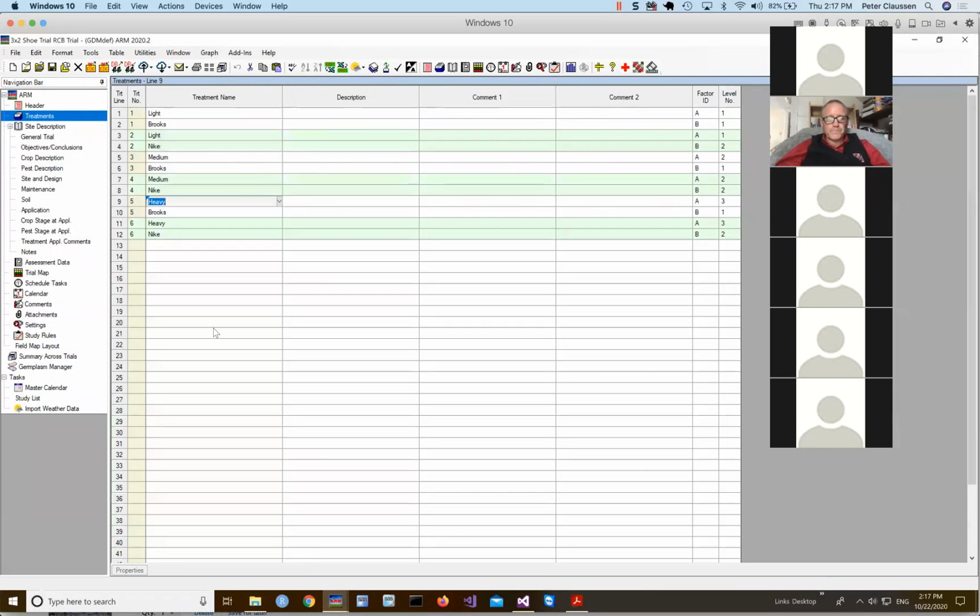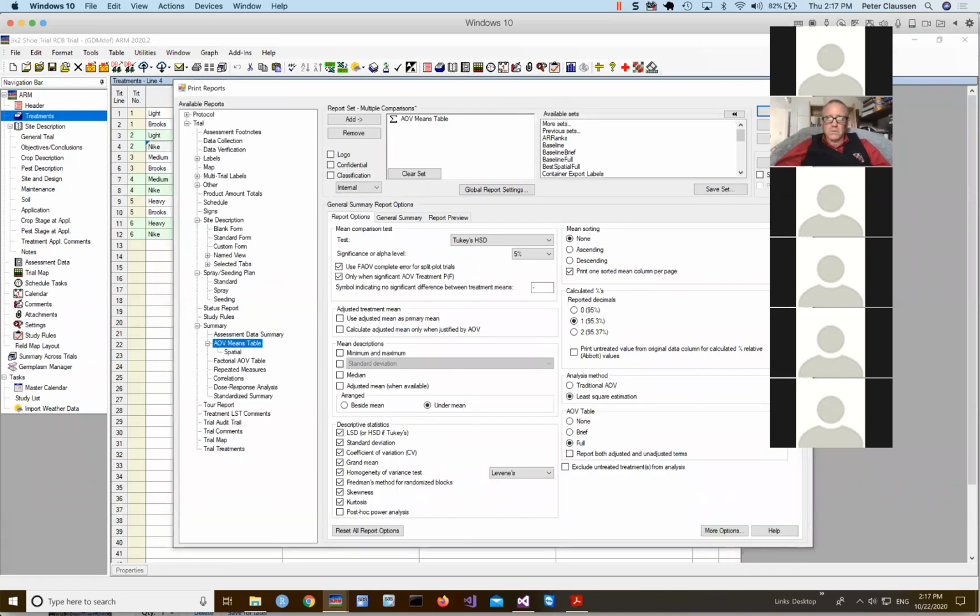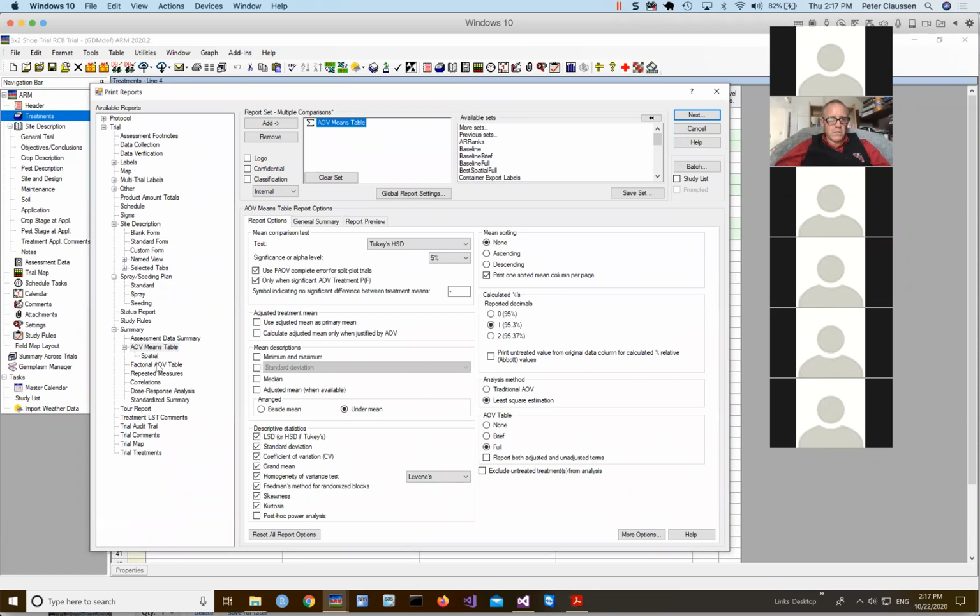I have the same trial, but instead of keeping track of the shoe names, I've made this a factorial experiment where factor A, and we can look here, factor A is whether it's a lightweight shoe or a medium weight shoe or a heavy shoe. And factor B is whether it's made by Brooks or whether it's made by Nike. It's the same treatment structure, it's the same number of treatments, but now we have decomposed our treatments into components. So if we print the reports, and this time we're going to need to select factorial AOV.